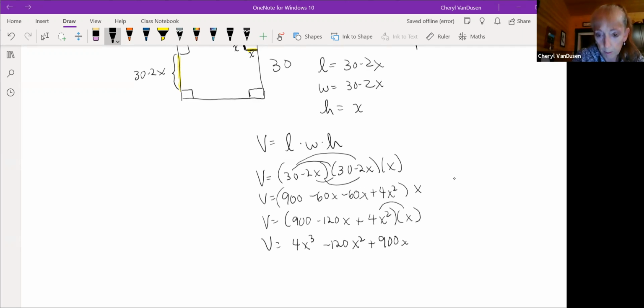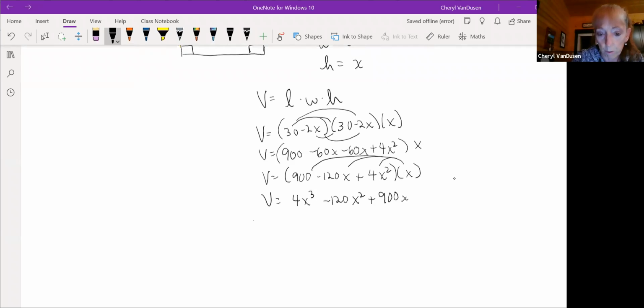Okay, so I multiplied this back through, and then I just put it in the order biggest to smallest. So not important, but I'm just so used to doing that when I'm doing my math statements. Okay, so that's our volume statement. And then again, we're going to take the derivative and set it equal to 0. So let's do the derivative first.